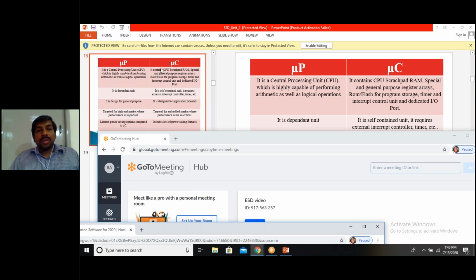A microprocessor is general purpose, whereas a microcontroller is application oriented, and the time to market is important for the selection of both. A microprocessor will target all high-end market designs where performance is important. Where performance is not so time critical, you can use a microcontroller. Power saving techniques are used in both, but among them, the microcontroller has lots of power saving features.